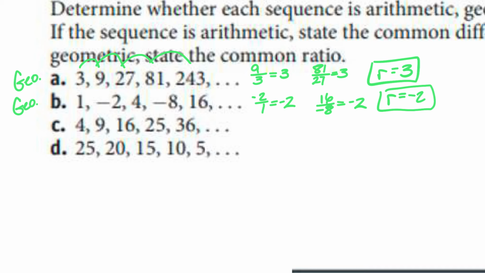All right, as we move to letter C here, we see we go from 4 to 9. That would be an addition of 5. And then we go from 9 to 16, excuse me, that's an addition of 7. So this is clearly not an arithmetic sequence. So we're going to check to see if it's a geometric sequence.